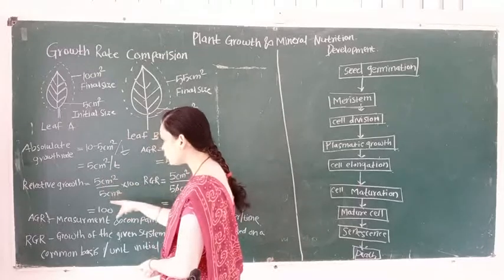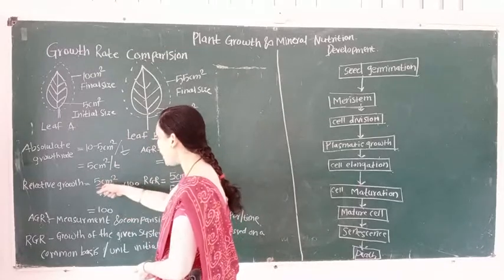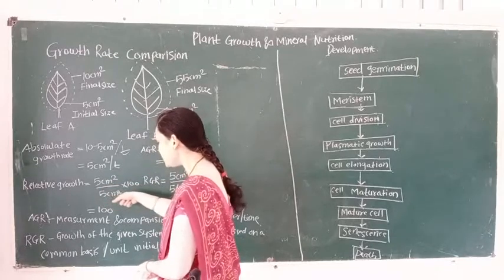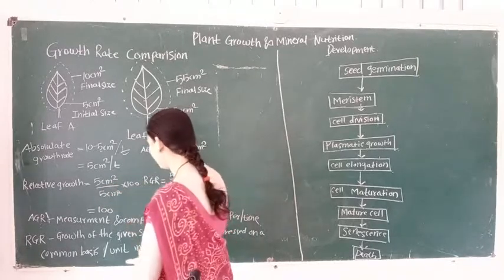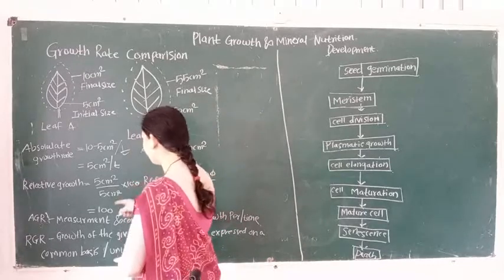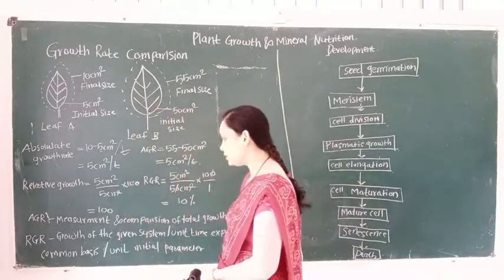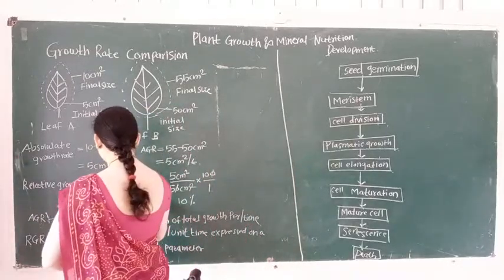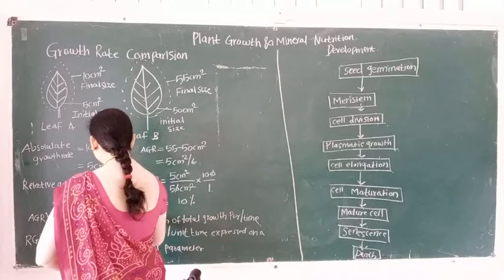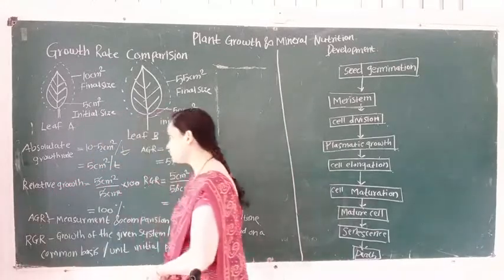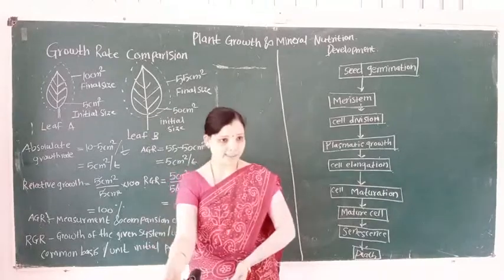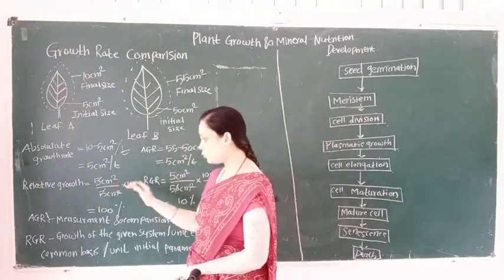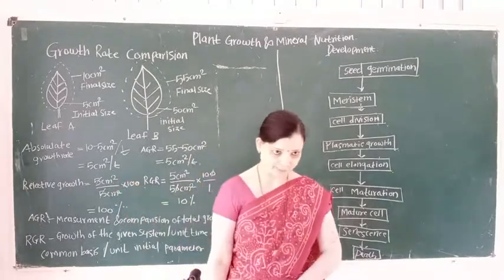So relative growth is equal to 5 centimeter square divided by 5 centimeter square, multiplied by 100, is equal to RGR. So the 5 cancels the 5, and the remaining value is 100. So what is the relative growth in leaf A as a percentage? It is 100%. Relative growth is 100%.